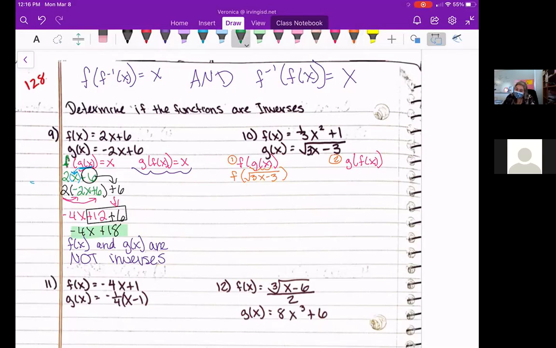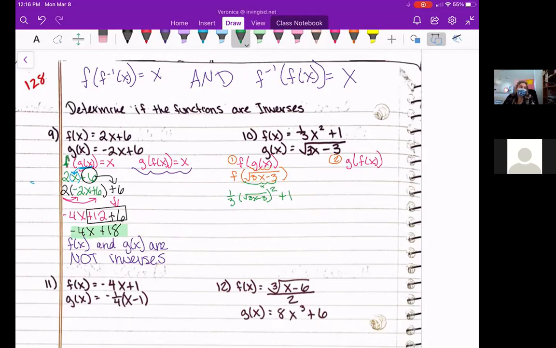Okay. Then we have f, which is 1 over 3x squared plus 1. But instead of x, I'm going to put this in. This is your x, right? So I'm going to have 1 over 3, and instead of x, I'm going to have the square root of 3x minus 3 squared plus 1. So it doesn't matter which way you did it, you should have gotten what I have right there in green.